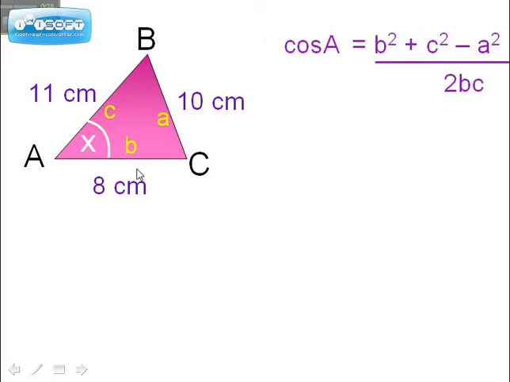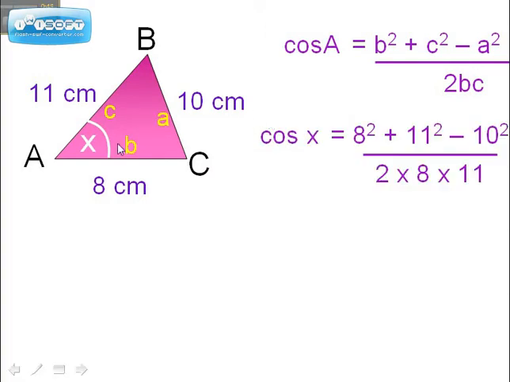So it's cos A is the other two sides, not the A, squared and added. Always take away the side of the angle we're trying to find, divided by 2bc, whatever those first two are. Right, now the formula is always the hard bit of maths, just have to pop the numbers in.